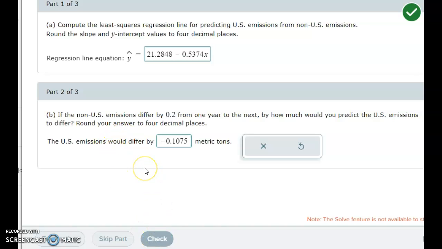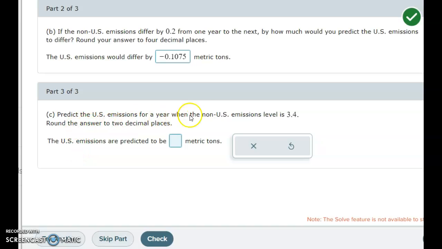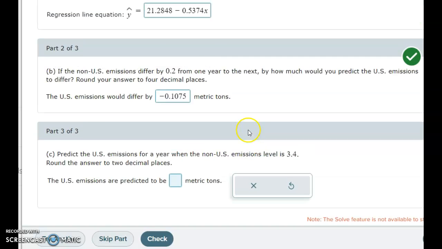And then finally, it says, what about when we have a specific non-US emissions level, and again, that's our X variable, as 3.4. Well, here's where we go back to our equation, and we have an X value of 3.4, so we're just going to plug it in there and solve for our predicted US level. So I'm going to do that. 21.2848 minus 0.5374 times 3.4, and that's going to give me 19. It says 2 decimal places, so 19.46.